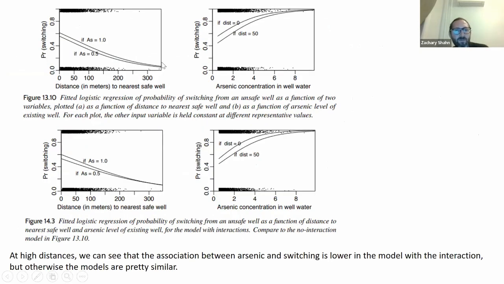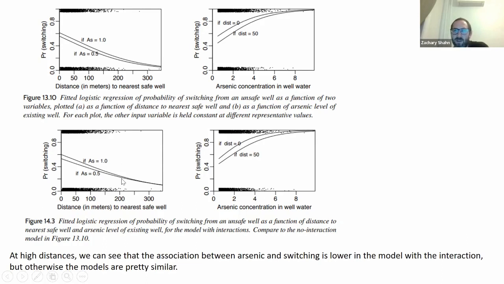And so up top, we have those two double line plots that I showed you before, where you plot how the probability of switching changes as distance changes if you fix arsenic at two separate values. You can do the same thing for the interaction model and see how things change. And for the most part, they don't change very much. That interaction term didn't really alter these plots too much.